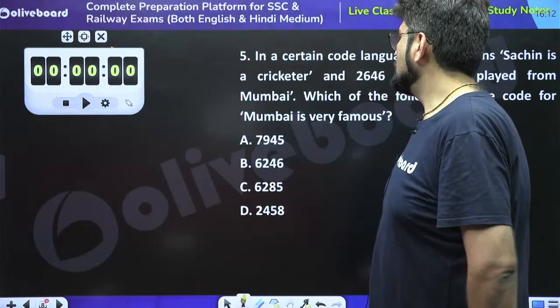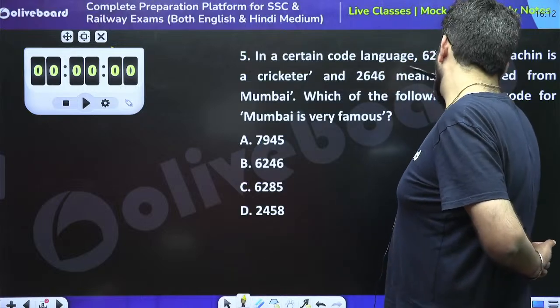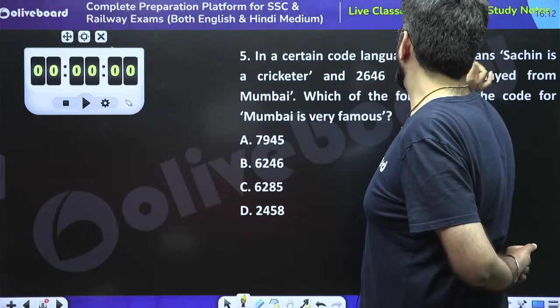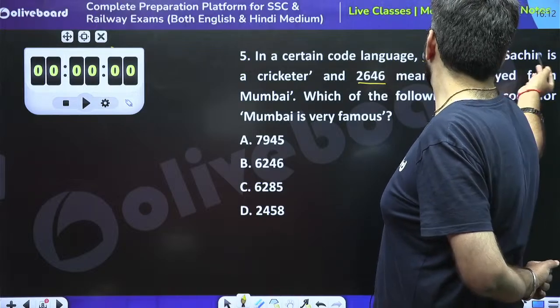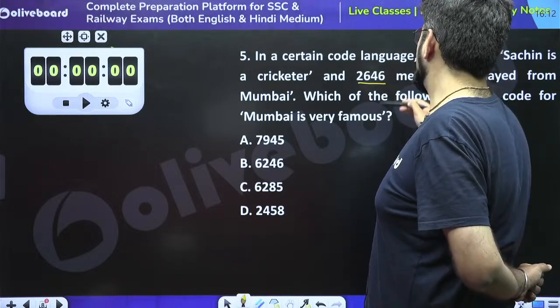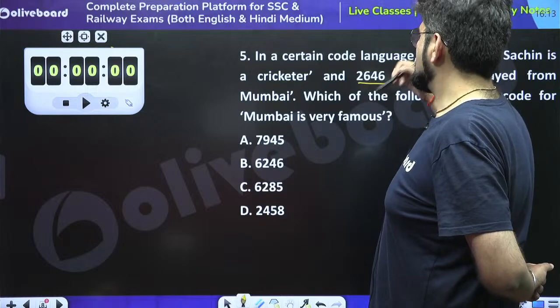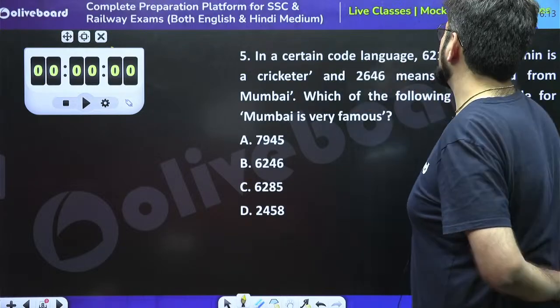So what is happening here? Looks like Chinese coding. But if you see clearly, we have 6219 here, 2646 here, but we don't have is here. Is here, but is not here, but there is 2 here. So nothing is common, but still you are having 2. So that means this is not Chinese coding, it's something else.